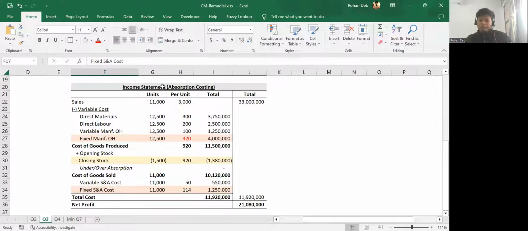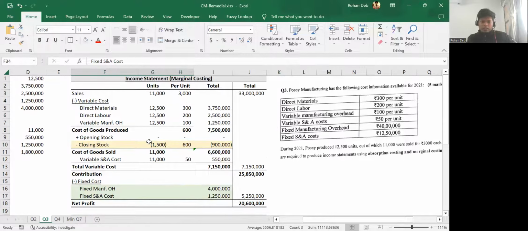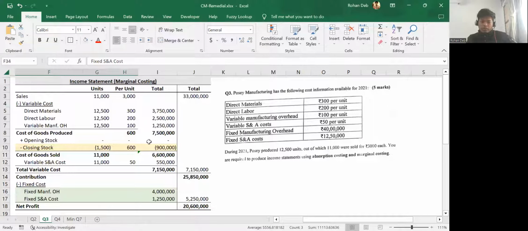Here what I've done, in absorption costing, we take all the costs regarding production and all the costs regarding sales together. So here the fixed manufacturing overhead has also been absorbed in the closing stock, whereas the fixed selling and administrative have also been absorbed in the closing stock of goods sold. So this is basically the difference. I hope you understood this question.